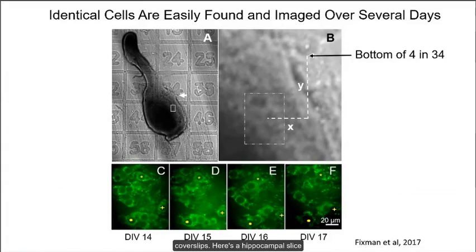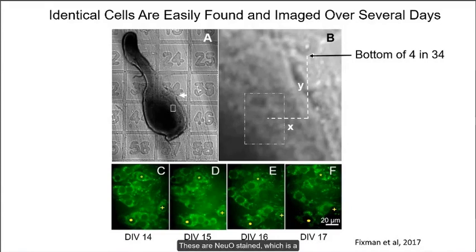So here's a hippocampal slice on a photo etch cover slip. This is grid number 34. The bottom of that 4 is right here. You can see it here. And so when you find that, you can do your XY coordinates to the region that you want to look at in the slice. And it doesn't matter how many times you take it out and put it back in. When you find the bottom of that 4, if you just push your buttons to get that same XY coordinate, you go back and you see the exact same population of neurons at day 14, day 15, 16, and 17.